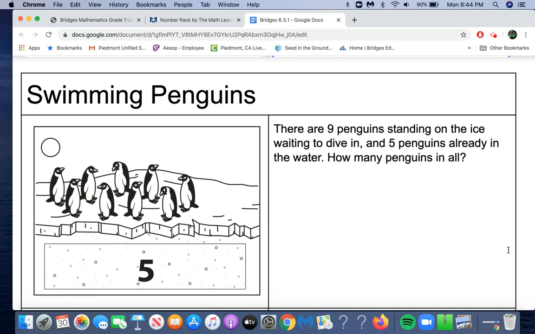Okay, let's start with this problem and see which number is missing here. Is it a part that's missing? Is it the total that's missing? Is it the start number that's missing? Okay, so here we go.